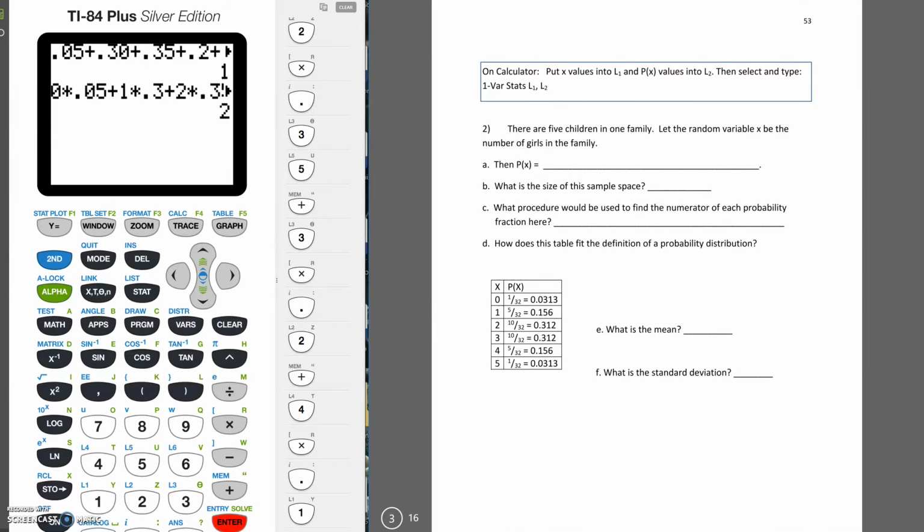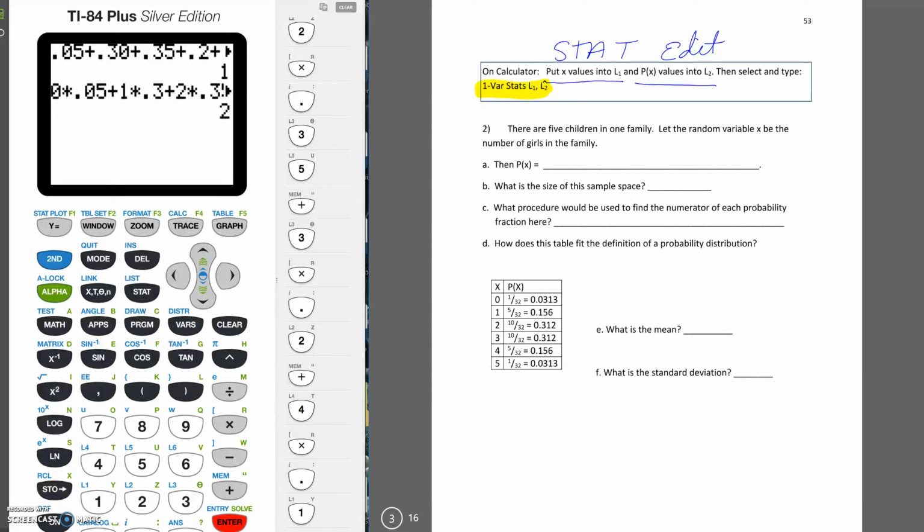Okay, so we're going to go ahead and talk about how to find the mean and the standard deviation on the calculator. So when we want to find the mean and the standard deviation on the calculator, we're going to put the x value, so the left-hand column, into L1, and the p of x values into L2. So remember, to get there, you're going to hit Stat and then Edit. And then I'll show you when we actually get down to it. We're going to go to one variable stats, just like we did when we were finding the mean and everything else, but behind it we're going to put L1, comma L2.